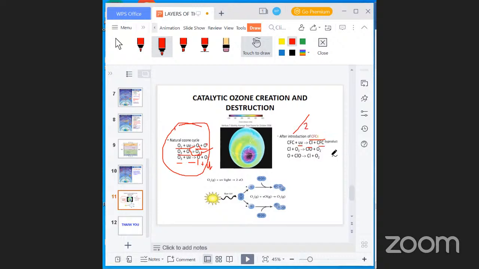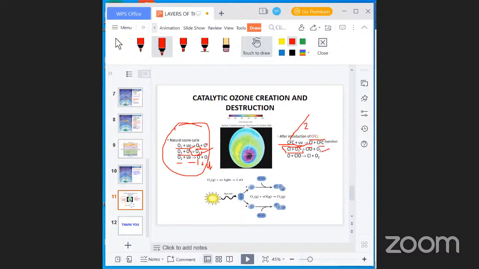So what we see is this chlorine plus O3, meaning ozone, gives different kinds of molecule formations: ClO plus O2. So what happens? This ozone is actually broken by the chlorine from chlorofluorocarbons. What we see is Cl plus O3 equals ClO plus O2.